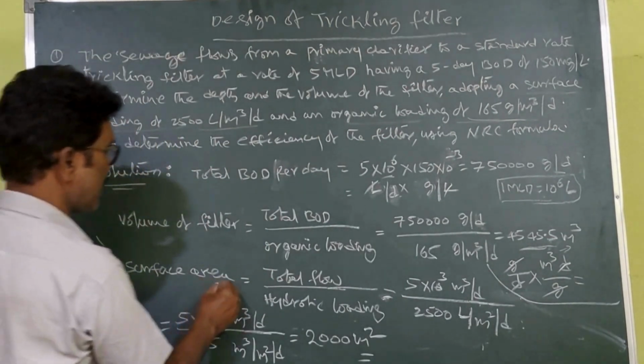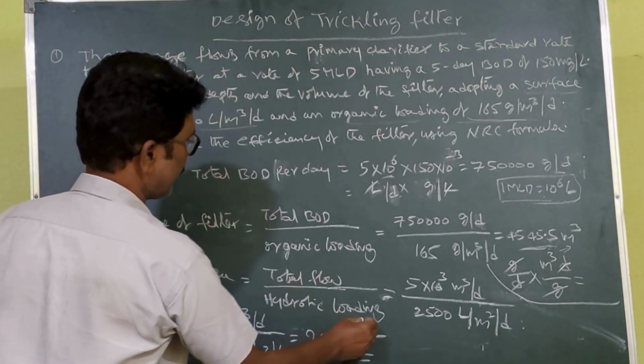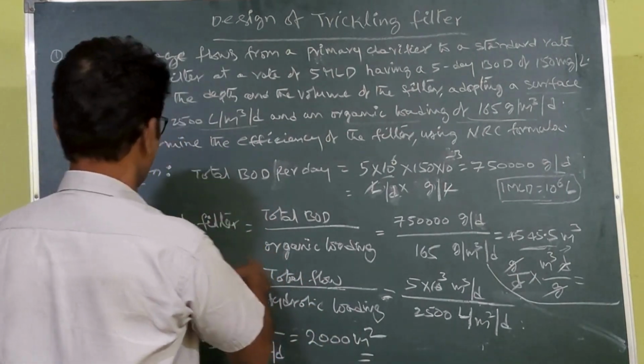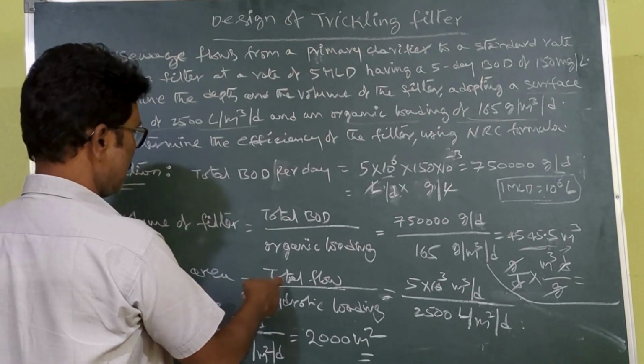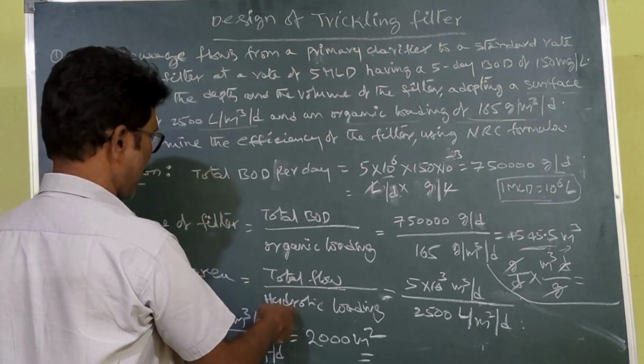Next, coming to the surface area: total flow divided by hydraulic loading. These are the things you have to remember. To get the volume, total BOD divided by organic loading. Surface area is related to the total flow divided by the hydraulic loading rate.